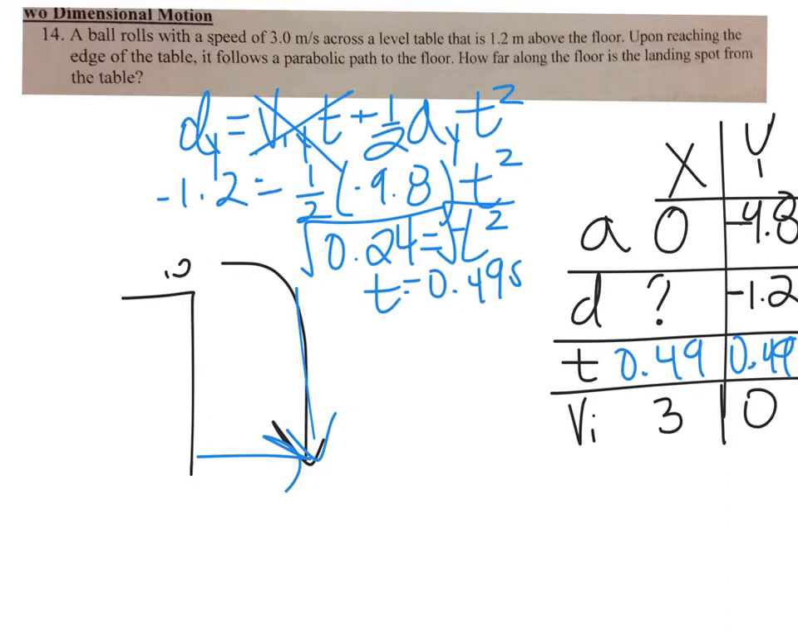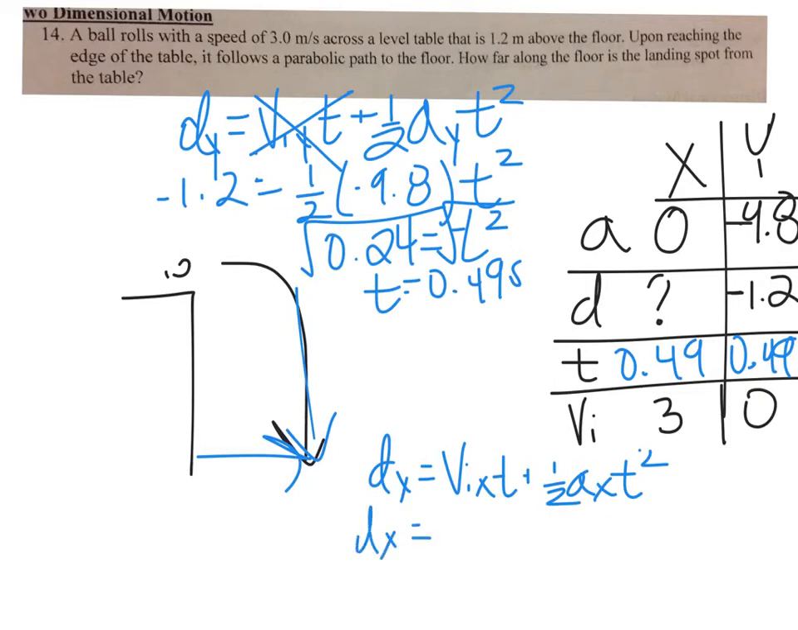So now we know enough information in the horizontal in order to solve for our horizontal distance. So to do that, you are going to use the exact same formula, but this time we're going to be working in the horizontal. And I've added x's in here just to remind you that we are working in the x direction. So we're solving for our horizontal distance.